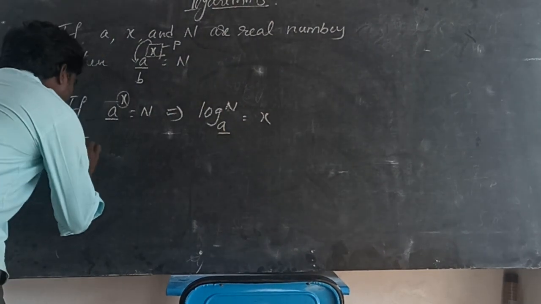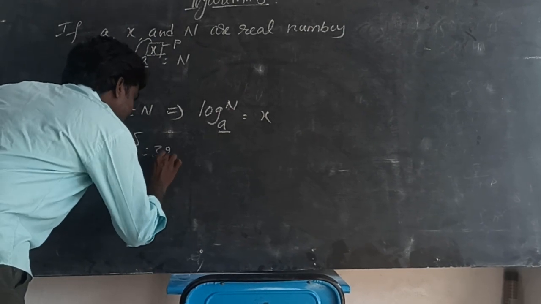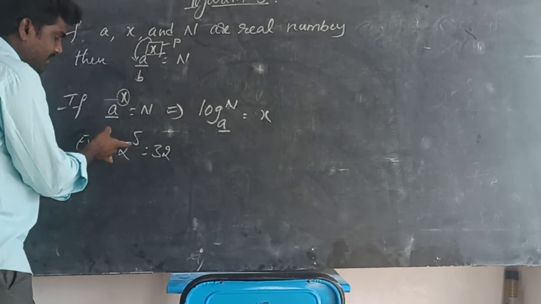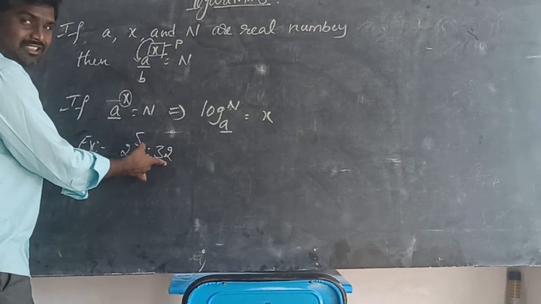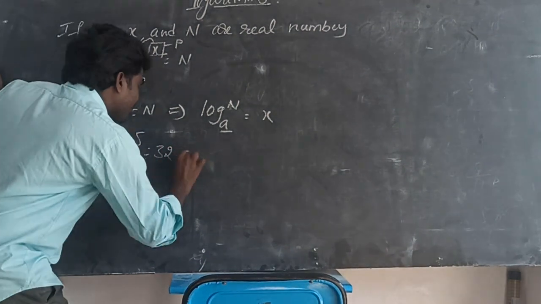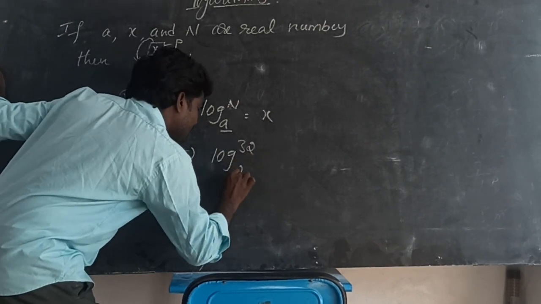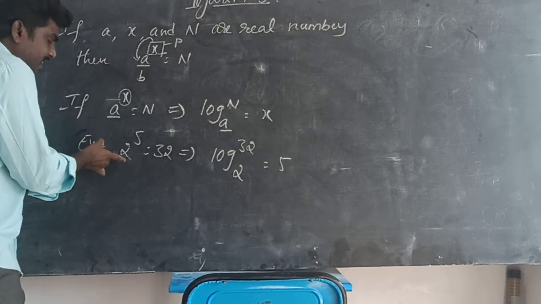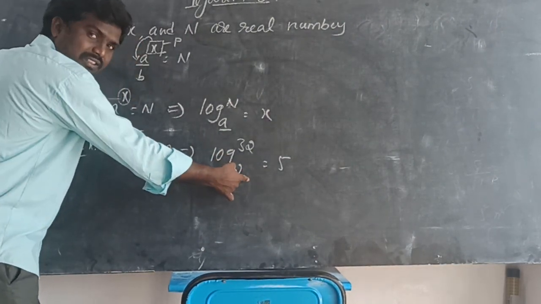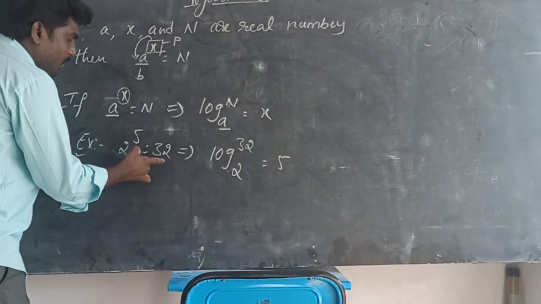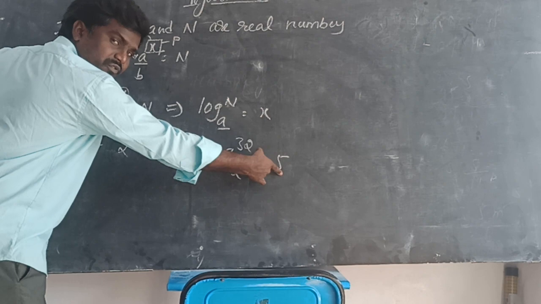For example, 2 power 5 is equal to 32. This is the exponent form. 2 power 5 means 2 is multiplied 5 times. We get how much? 32. So this exponent form you can write in logarithm form, that is log 32 base 2 is equal to 5. In the exponent form the base is 2, in the logarithm form the base is 2. So 2 power 5 is equal to 32 can be written as log 32 base 2 is equal to 5.